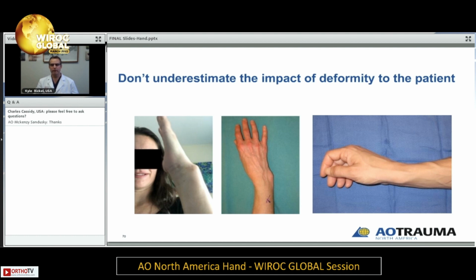But finally, I want everyone to take home as a message today that you really can't underestimate the impact of the deformity to the patient. We focus so much on radiographic changes and on functional incapacity, but patients are often very troubled by these deformities, and you can see three characteristic examples here. So we have to consider that as a criterion in and of itself for correction of these malunions.